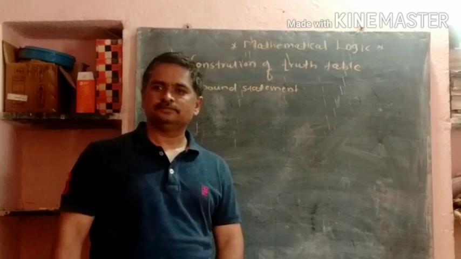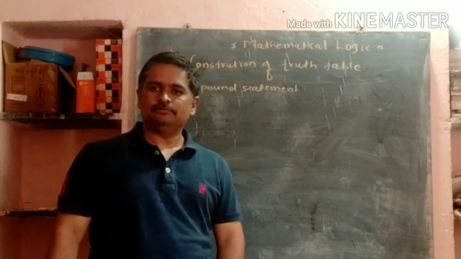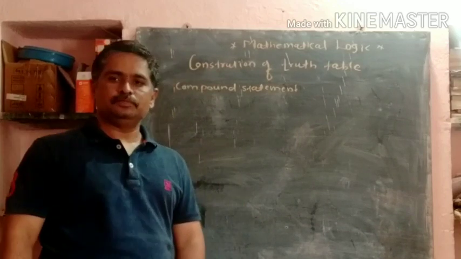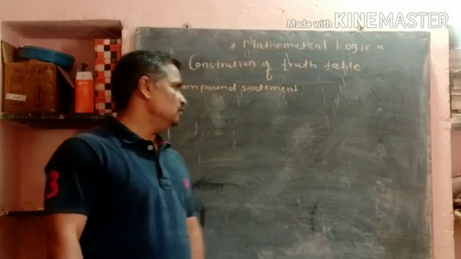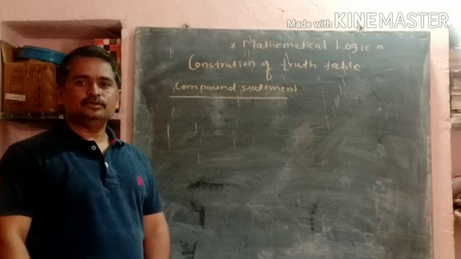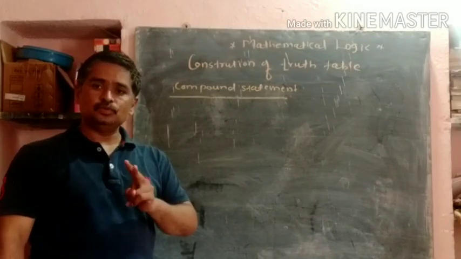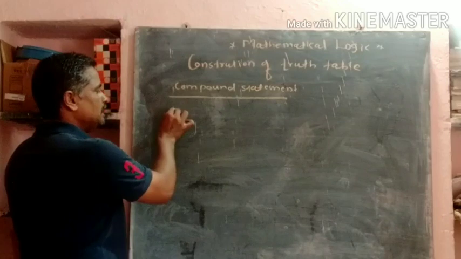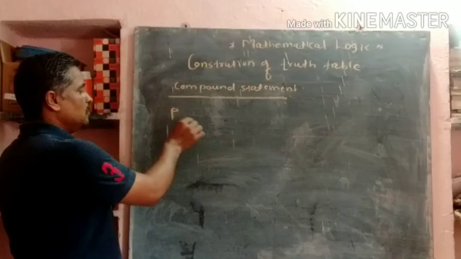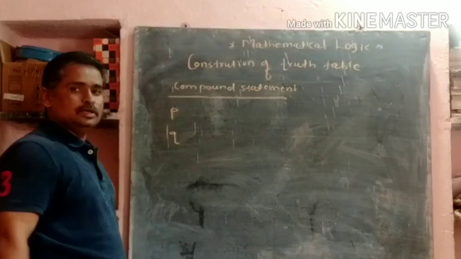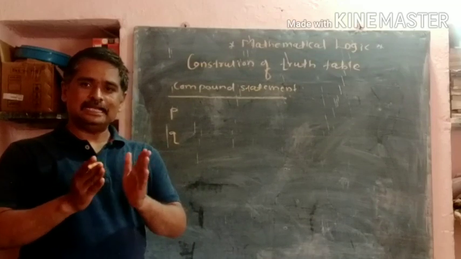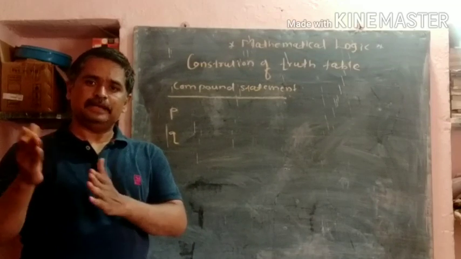Hello student, now I am going to teach you how to construct a truth table of a given logical statement. We already know about a compound statement. A compound statement means a combination of two simple statements. If we consider P as one statement and Q as another statement, then P and Q are connected by using the basic connectives: and, or, if then, and if and only if.